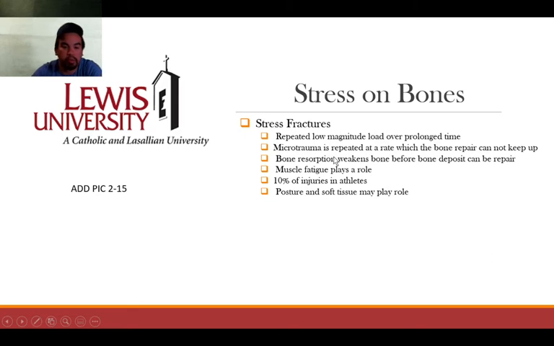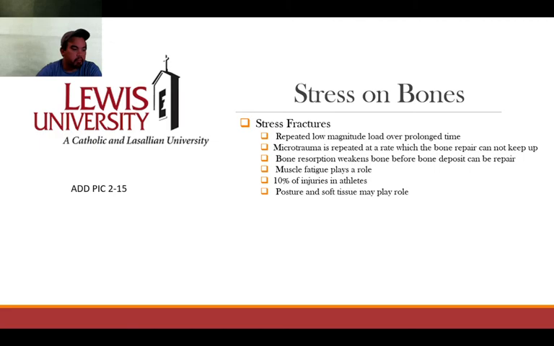It's a micro trauma that's repeated at a rate in which the bone cannot repair itself. The bone resorption weakens the bone before the bone deposits can occur. So the osteoclastic activity is resorbing the bone faster than the osteoblastic activity can lay more bone down. Muscle fatigue plays a role in this. Okay, 10% of our athletes have these types of injuries, and posture and soft tissue may also play a role in this. So why does muscle fatigue play a role?